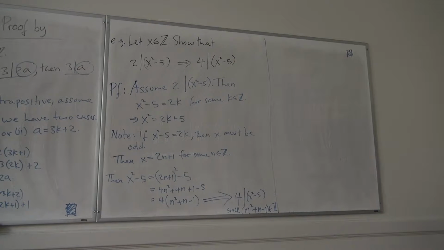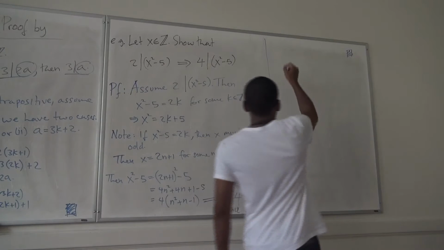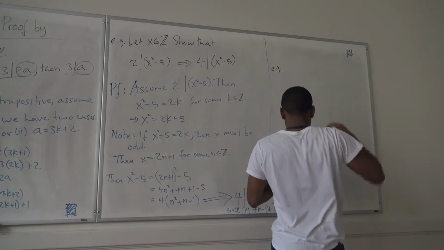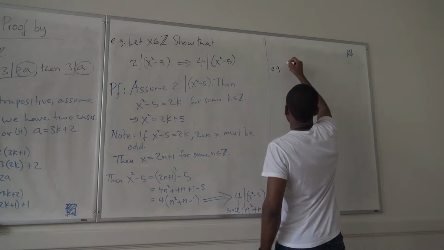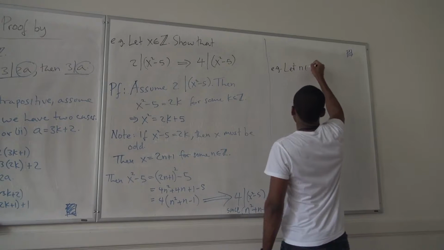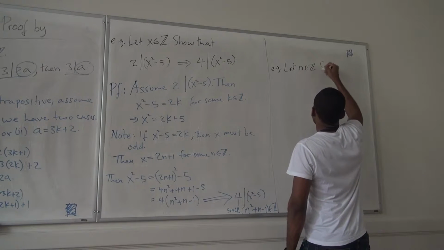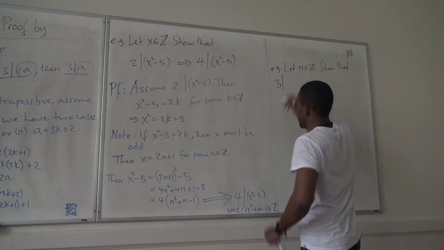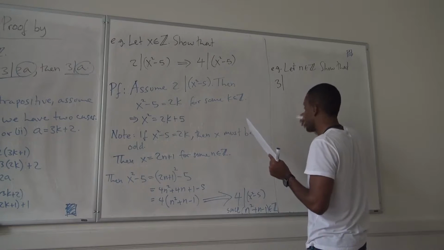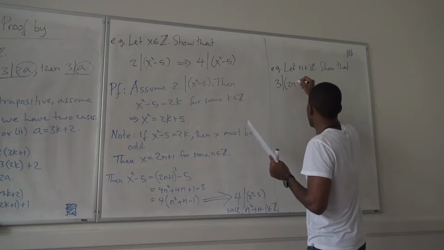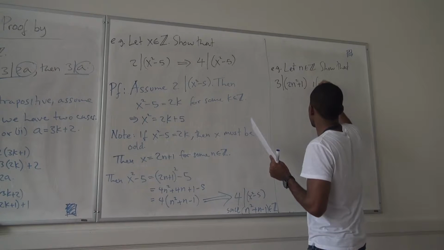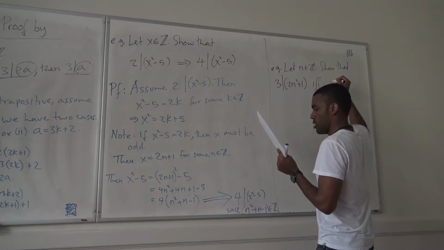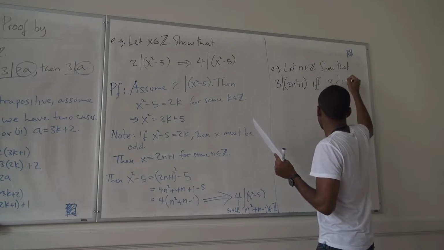Okay, how about another example? Let n be an integer. Show that 3 divides 2n squared plus 1 if 3 does not divide n.